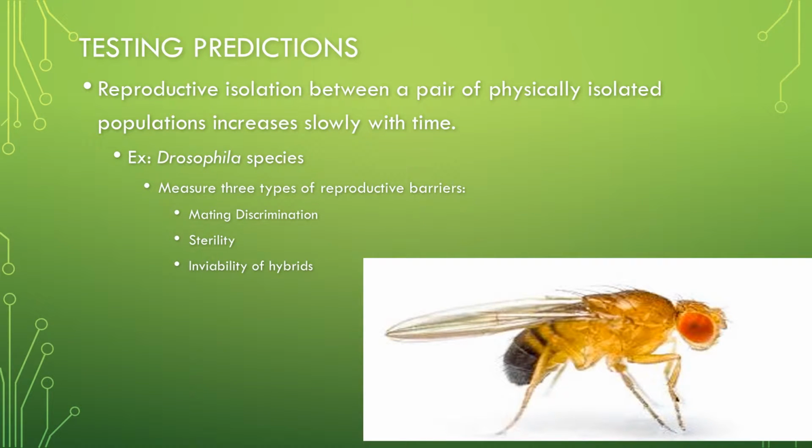The final prediction that can be made is that populations which are physically isolated will get an increase in reproductive isolation. A great example is a study that was done on the Drosophila species of flies, which has a pair of common ancestors that has diverged at various times in the past. The study measured 3 types of reproductive barriers, which included mating discrimination, sterility, and viability of hybrids, and the results showed that the reproductive isolation between species increased steadily over time.